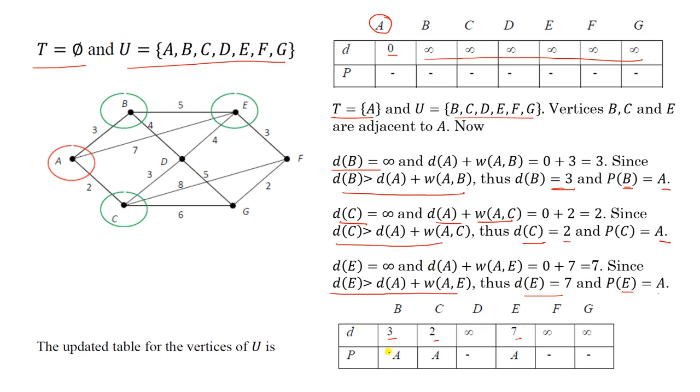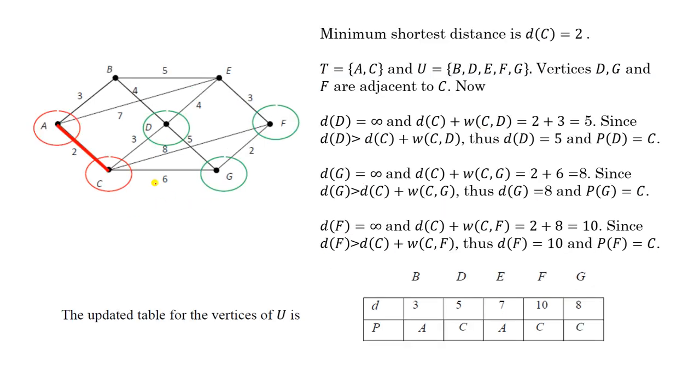Now from here we have to repeat the process and we have to choose the vertex having the minimum shortest distance, and the minimum shortest distance is 2, and the vertex which we will select is C, and the parent vertex is A. So it means first we will choose this edge AC, and this will be the shortest distance from A to C. Here I have shown this in bold red lines, meaning this is the shortest distance between A and C. Now the selected vertex is C. So you will update T, you will include C in T, so T equals AC, and you will exclude C from U, so U equals B, D, E, F, G.